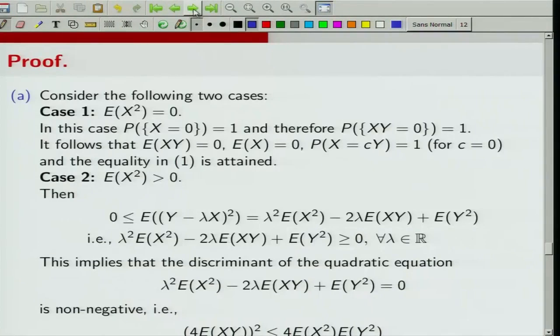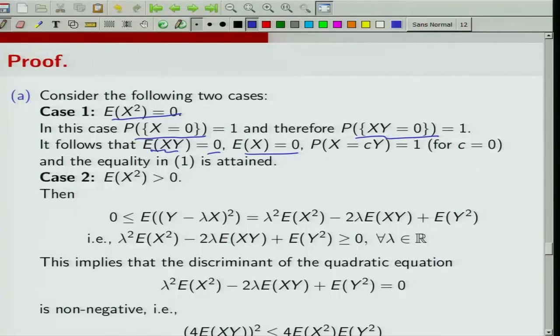probabilistically. So, let us consider the following two cases. First case is expected value of X square is equal to 0. Now, I know that if the expected value of X square is 0, then probability X equal to 0 is 1. If probability X equal to 0 is 1, then probability XY is equal to 0 is also 1. So, it follows that the expected value of XY would be nothing but 0 times probability 1, which is 0, and the expected value of X would be 0 times 1, which is 0.